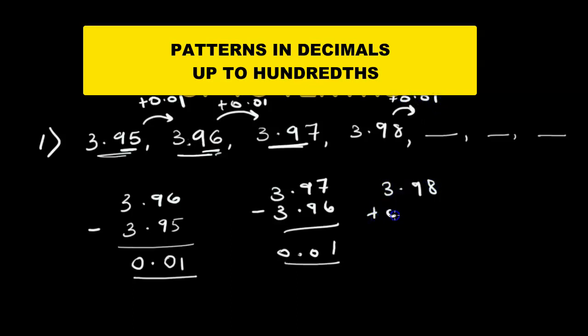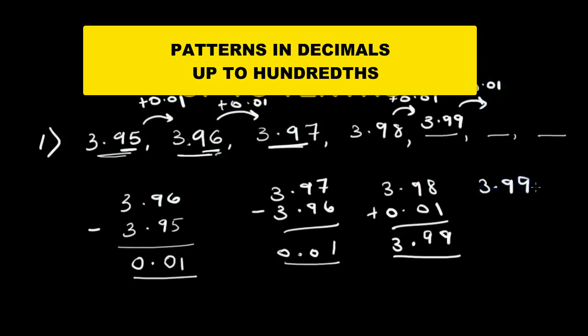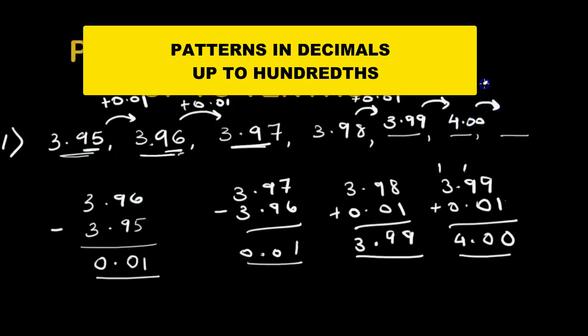So 3.98 plus 0.01 would give us 8 plus 1 is 9, 9 plus 0 is 9, 3 plus 0 is 3, and the answer is 3.99. Further, if you want to go up, we add 0.01 because that's the pattern. We have to keep adding the same number. 3.99 plus 0.01: 9 plus 1 is 10, 9 plus 1 is 10, 3 plus 1 is 4. Therefore, the number that we got is 4.00. If we now want to find the next blank, we add another 0.01 to the previous number, 4.00, and we get 4.01. And that's how we extend the pattern.